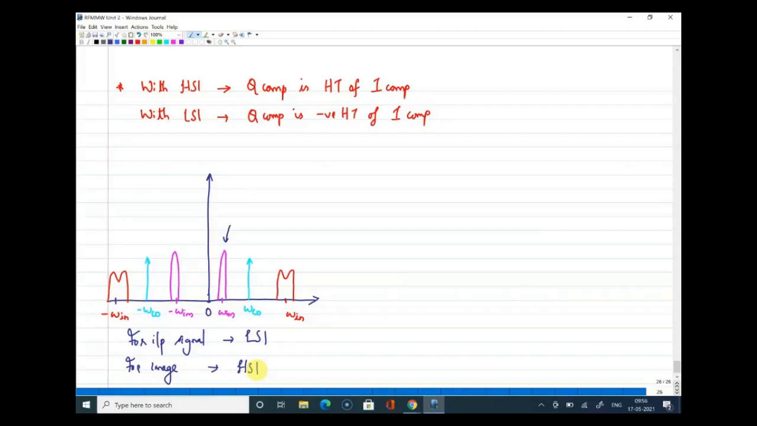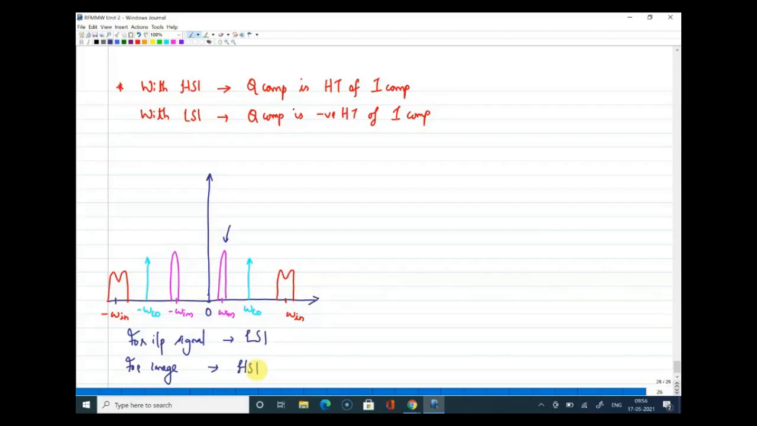Yes, Lalit, you will get the answer for this at the end of the discussion, because if you take it the other way around, if you go for high side injection for input and low side injection for image, you will not be able to process it and you will not be able to cancel out the images.